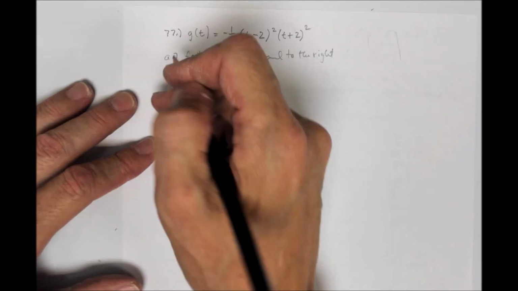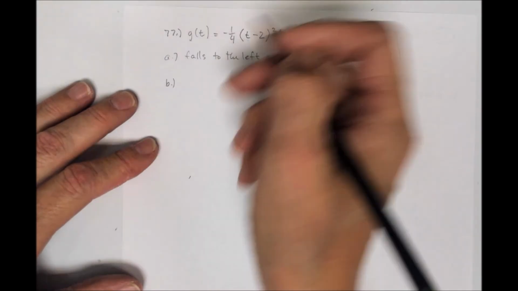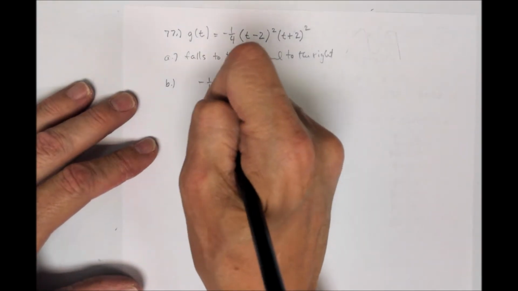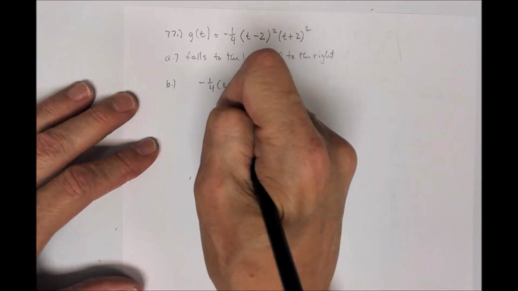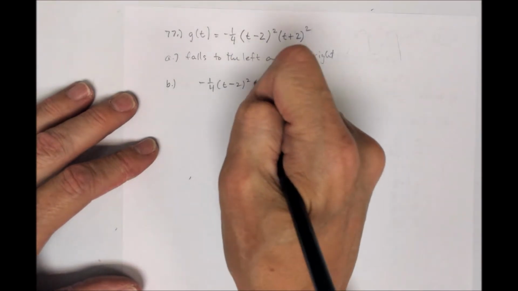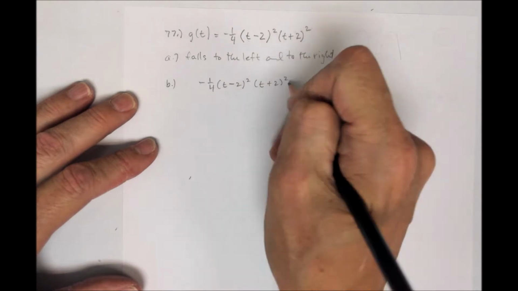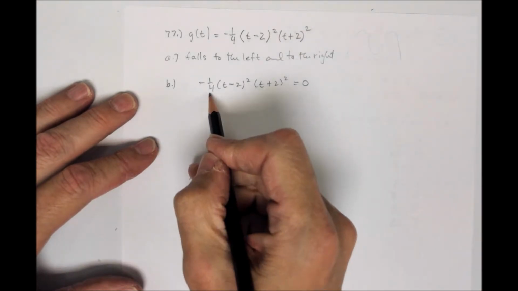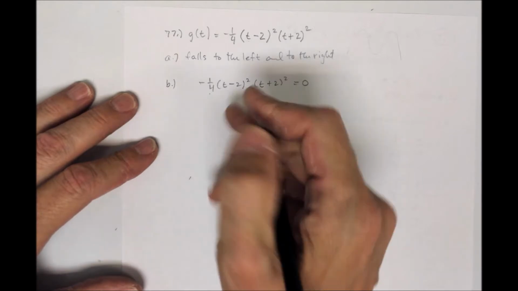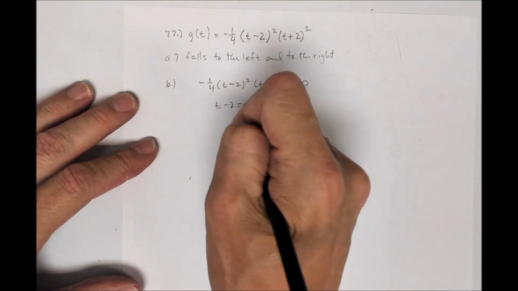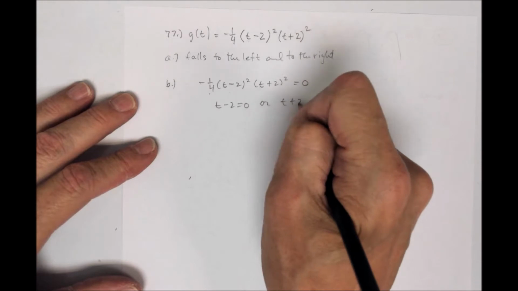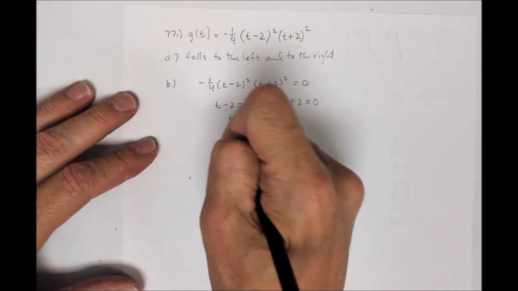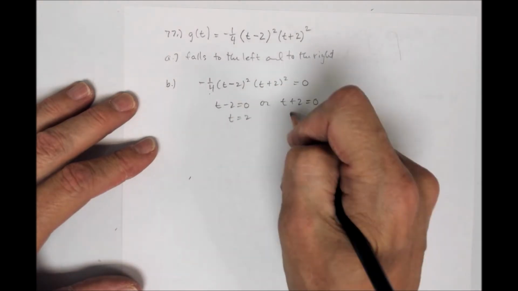All right, now I need some zeros. The good news is at least it's factored. Set this equal to 0. Okay, well, that's not going to give me a 0 because that's a constant, but this is going to give me 0 and this is going to give me, so t minus 2 equals 0, or t plus 2 equals 0. Add 2, I get t equals 2, subtract 2, t equals negative 2.